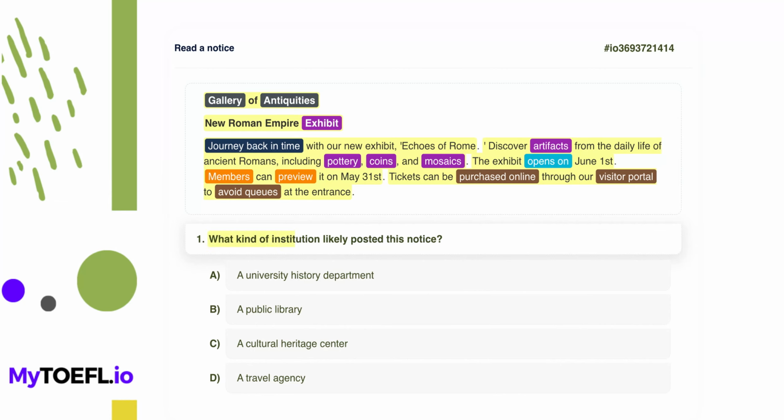All right, everyone, let's take a look at the first question. What kind of institution likely posted this notice? This question asks us to identify the type of organization behind the notice. The key word is institution.